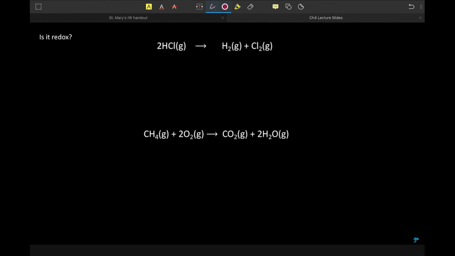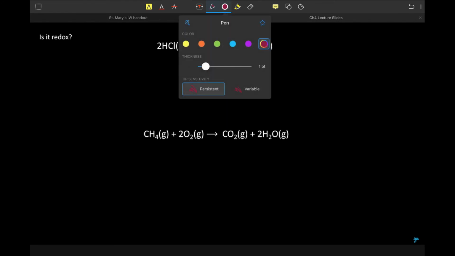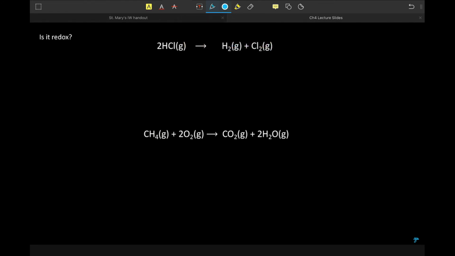All right, in your outline I put these few examples in there just because it's good to do some other examples, because the concept of redox applies as long as we have those definitions. So let's go ahead and run through these.